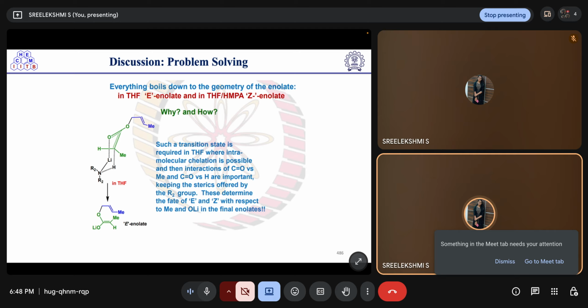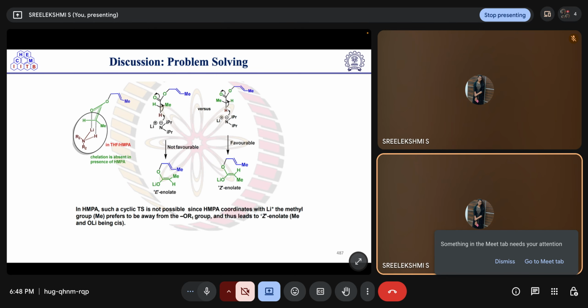So as we can see here, the methyl group coming at this position will not be favorable, and therefore this enolate will not be favored in the case of the THF HMPA mixture. So the factor is that cyclic transition state formation will not be favored due to the absence of chelation in the case of the THF HMPA mixture.